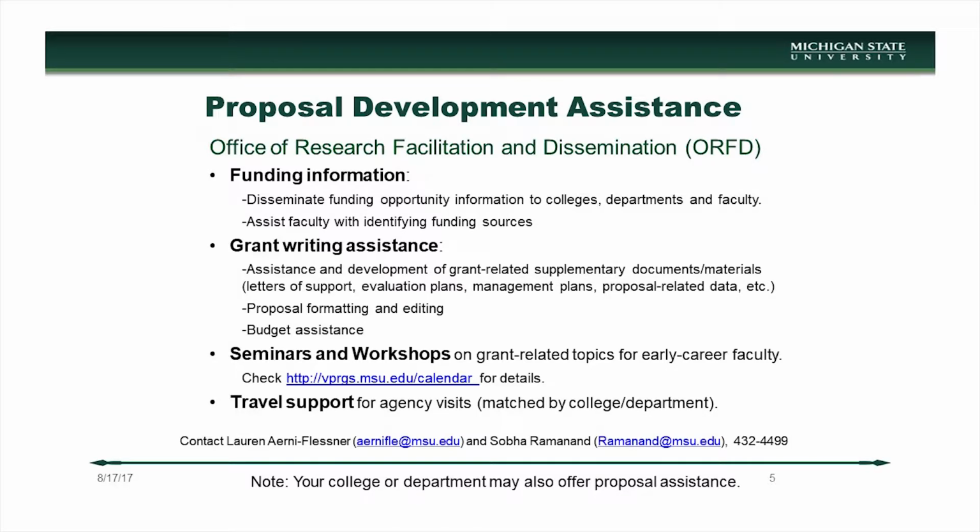I'm from the Office of Research Facilitation and Dissemination, and our office works with faculty members to help provide and identify funding information that's relevant to your research so we can help you find funding opportunities to pursue. We also help with grant assistance. So if you would like help developing some of the supplementary materials that go along with your grants, such as letters of support or evaluation plans, please feel free to reach out to our office. We help with proposal editing and formatting, and we also help with budget assistance. All of these resources are freely available to people across campus.